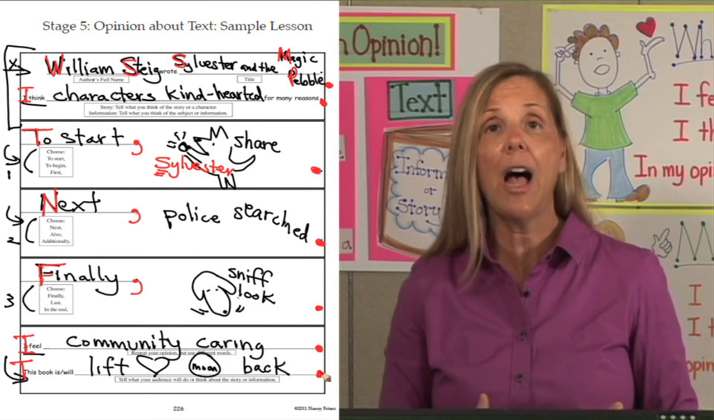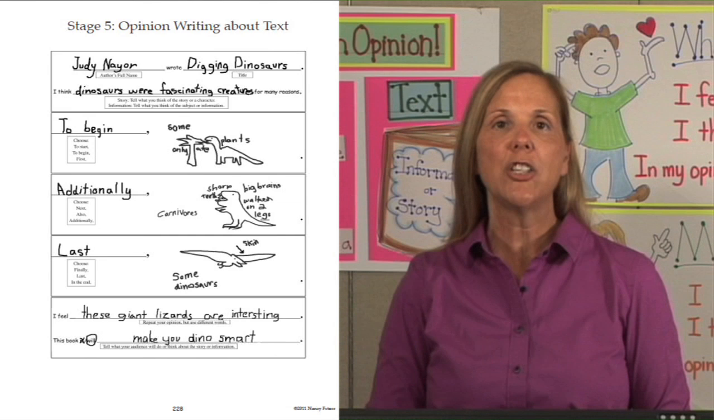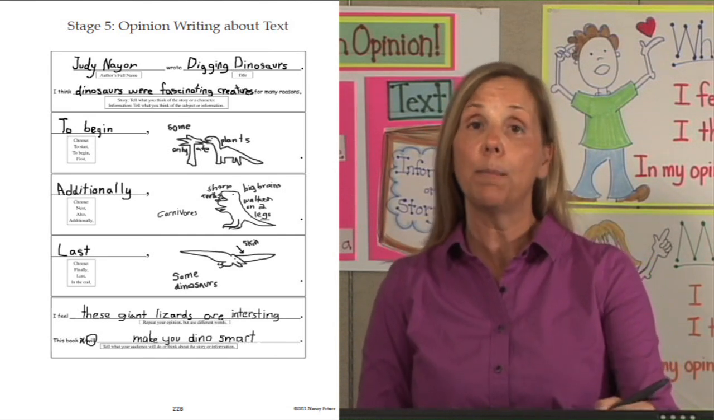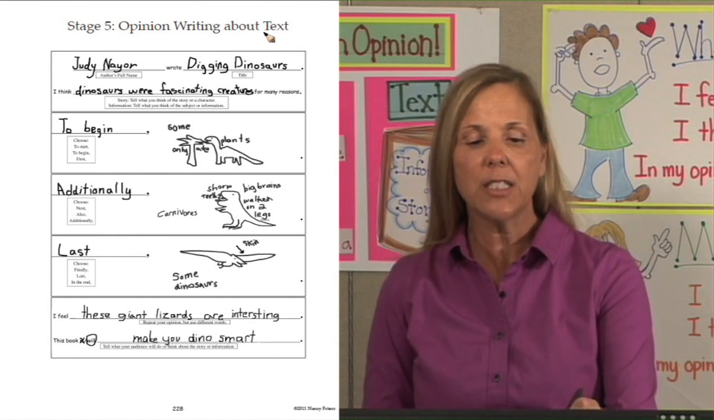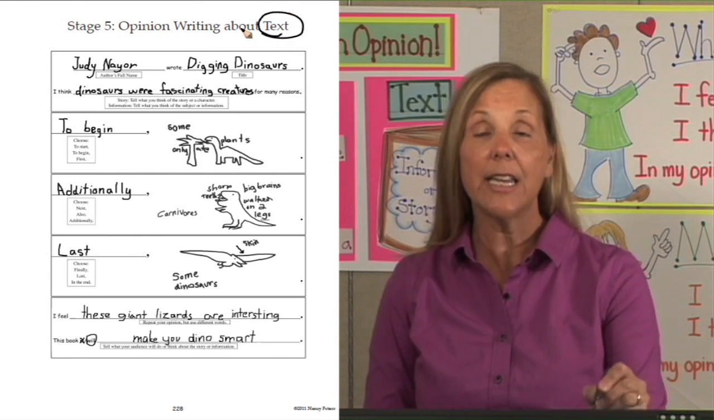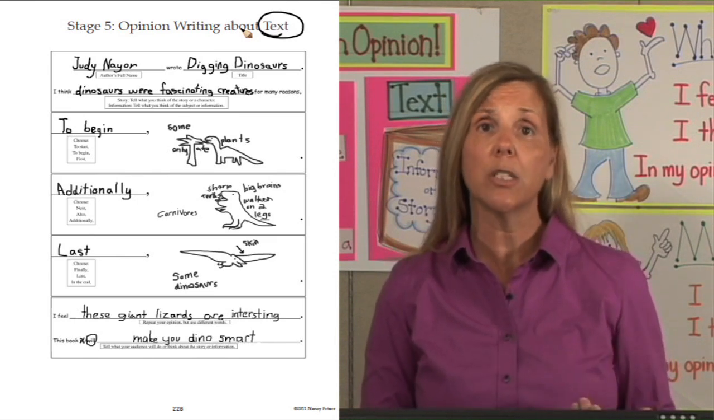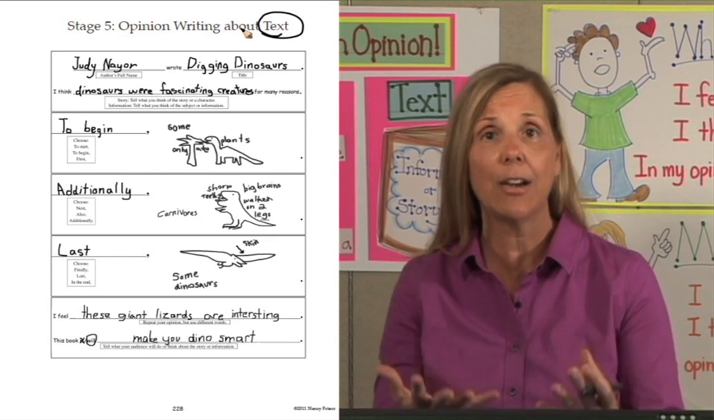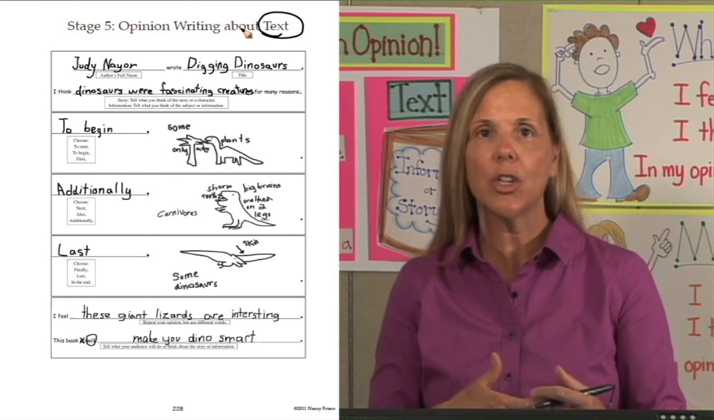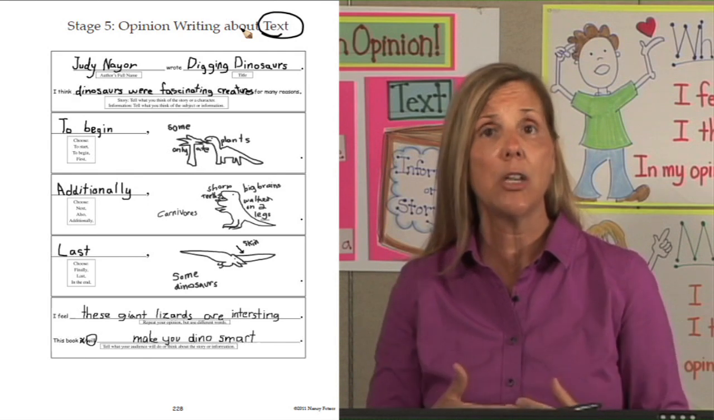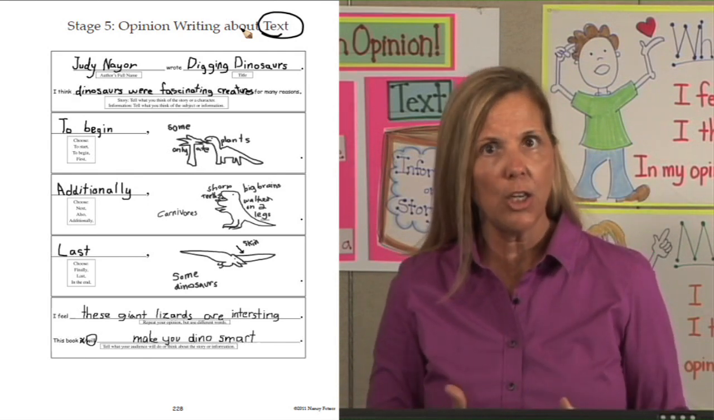This is our Stage 5 opinion writing for a narrative text. On page 228 is an opinion already completed from a lesson, but this opinion is about informational text. We walked through an opinion using Sylvester and the Magic Pebble, a narrative text. I want to show you that when you write an opinion, it doesn't just have to be about a narrative. You can write an opinion about information, a poem, a drama, any text that you read.